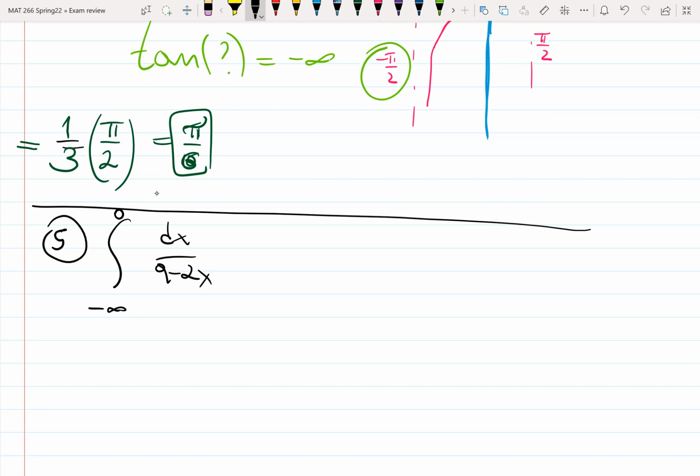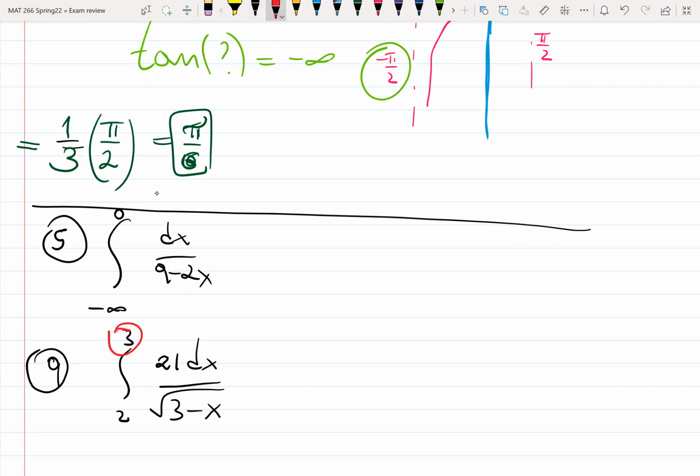But they're not only infinity cases. Some cases look very normal, like number 9 on the review. From 2 to 3 looks very normal. Integral 21 dx over the square root of 3 minus x. But now we know that we cannot divide by 0, but this 0 point is included. So in my notation, I put it in a circle, making it look like it's a dangerous point. And it is, because we divide by 0 at this point, and we should not.